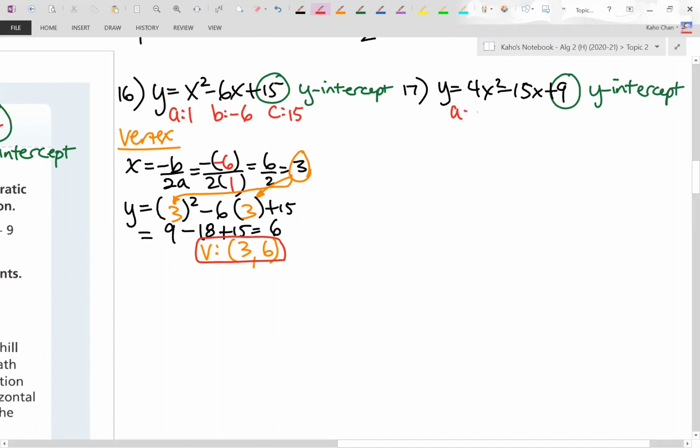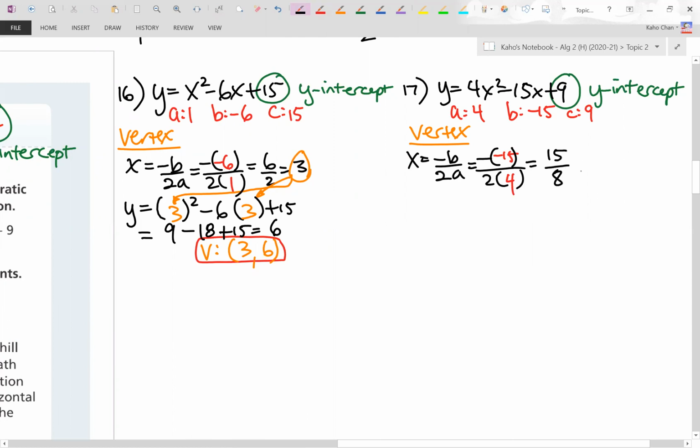Make sure I identify a, b, and c. Plug it in to that formula, -b/2a, to help you find half of your vertex. Plug the numbers in. Clean it up. And 15/8, it's done, yeah? That's gonna be ugly, ugh, don't wanna do that.